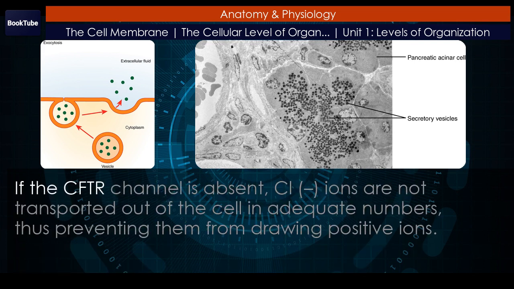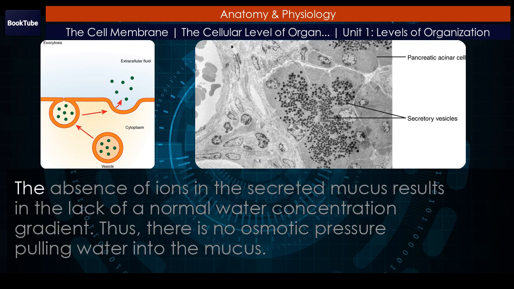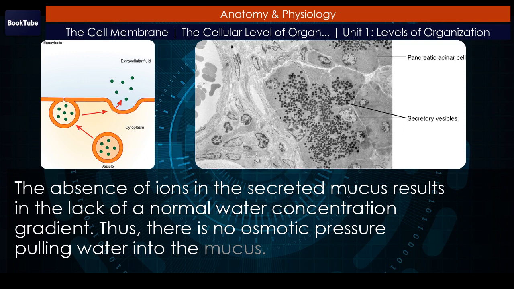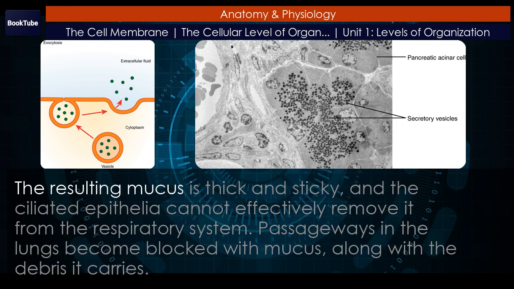If the CFTR channel is absent, Cl- ions are not transported out of the cell in adequate numbers, thus preventing them from drawing positive ions. The absence of ions in the secreted mucus results in the lack of a normal water concentration gradient. Thus, there is no osmotic pressure pulling water into the mucus. The resulting mucus is thick and sticky, and the ciliated epithelia cannot effectively remove it from the respiratory system.